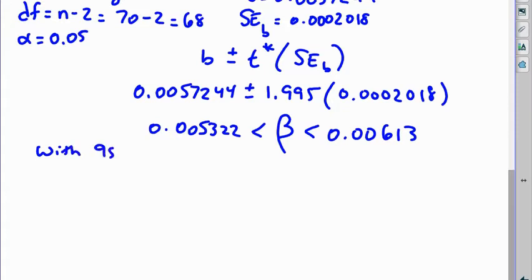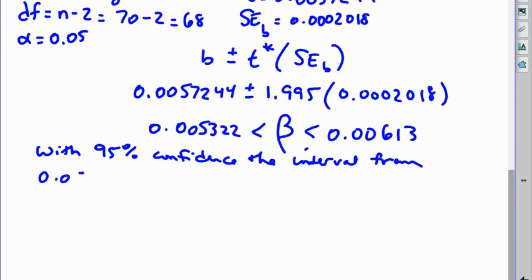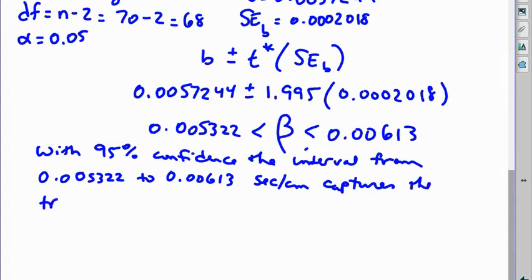So now let's interpret it. With 95% confidence, the interval from 0.00532 to 0.00613, and the units would be seconds per centimeter, captures the true slope of the linear regression line describing helicopter flight time and drop height.